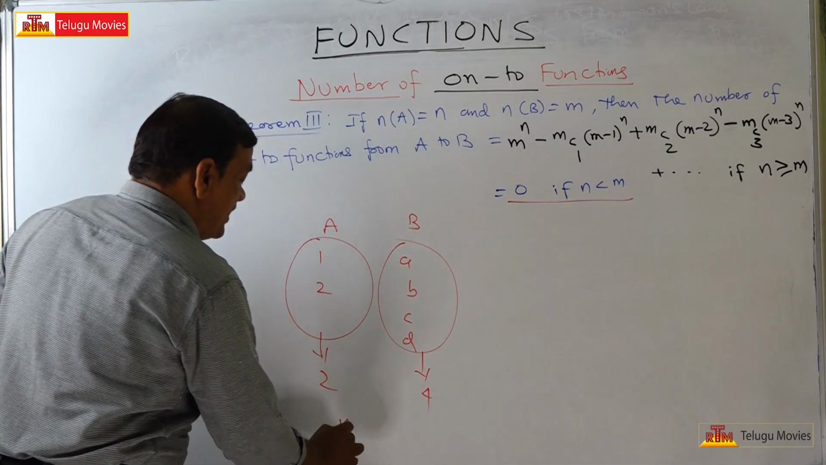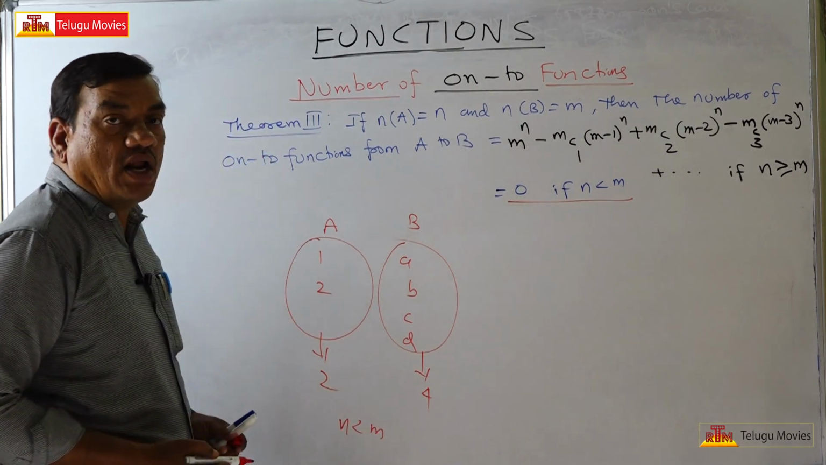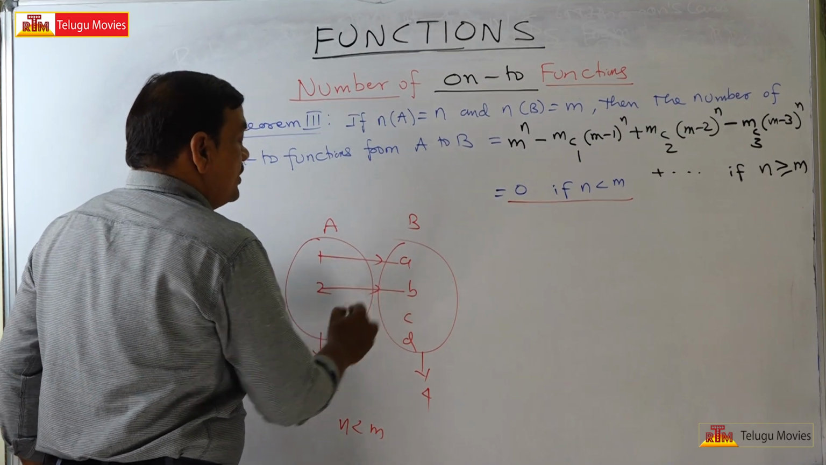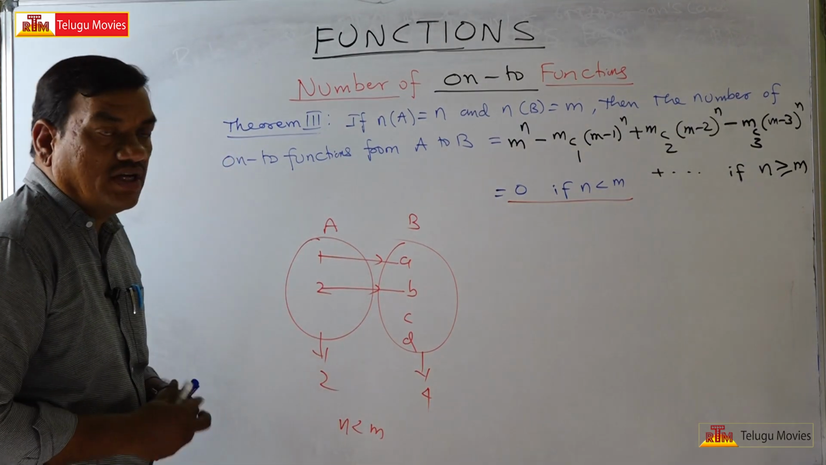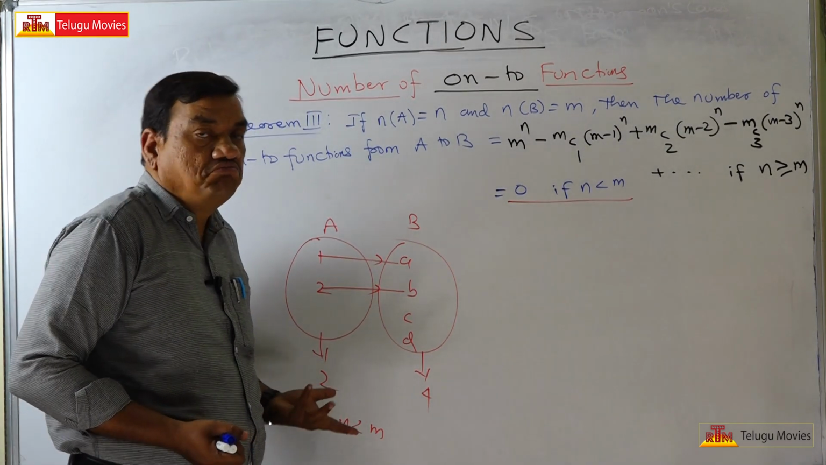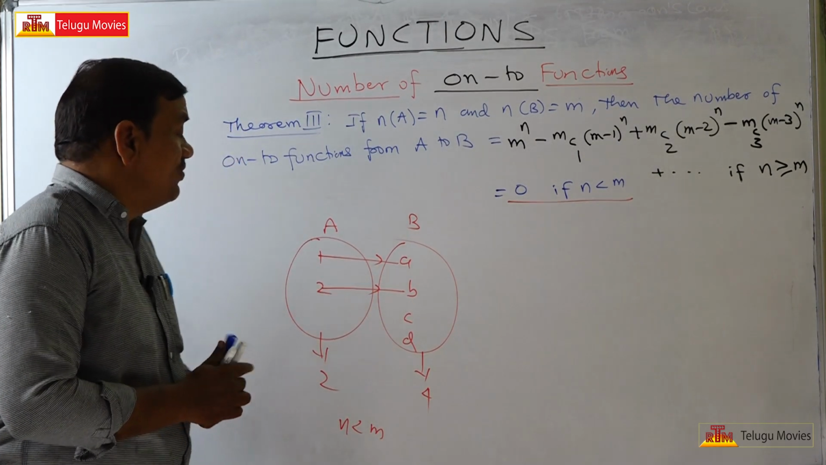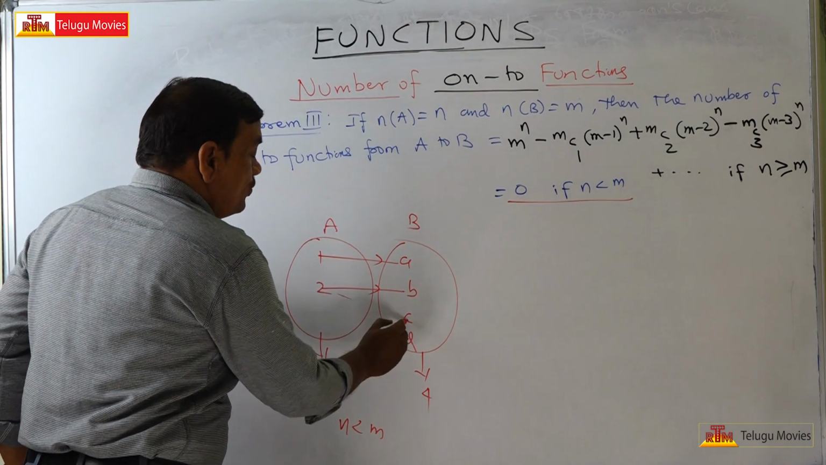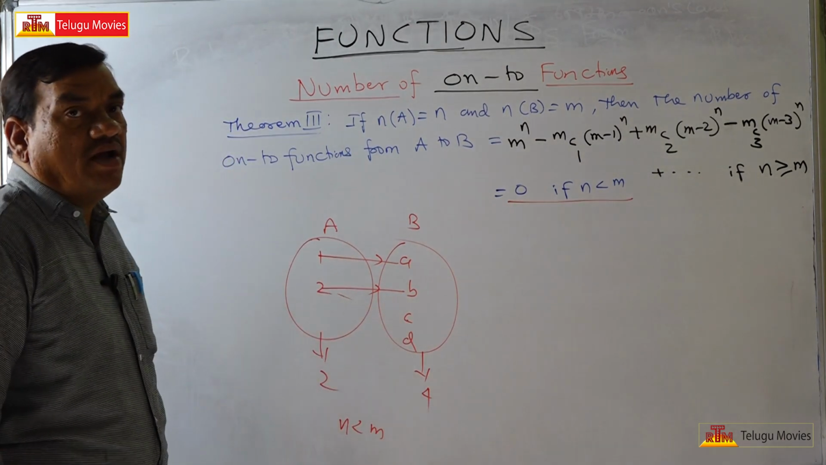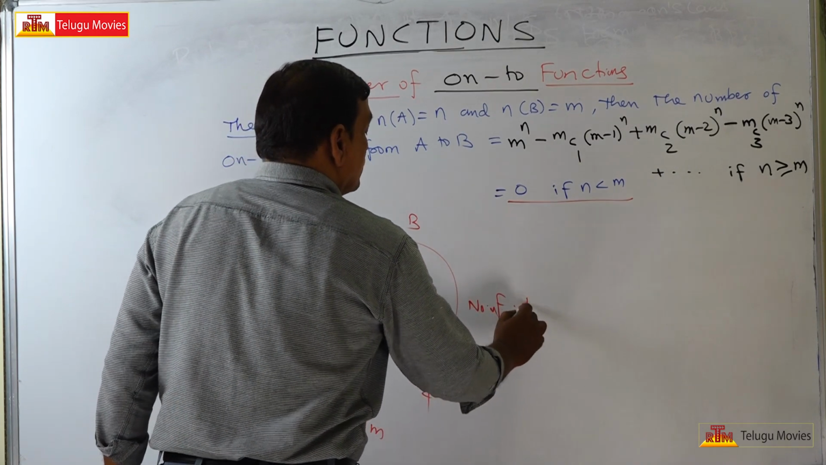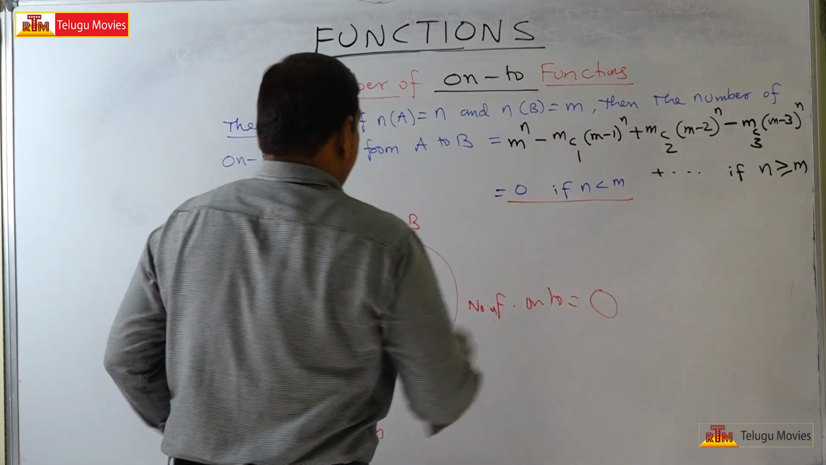Here n is less than m. Now to make an onto function, let us say 1 is associated with A, 2 is associated with B. Then what about C and D? They are not associated to any element of the pair. If at all you want to associate 2 with C, that cannot be a function. So therefore, the number of onto functions is 0.